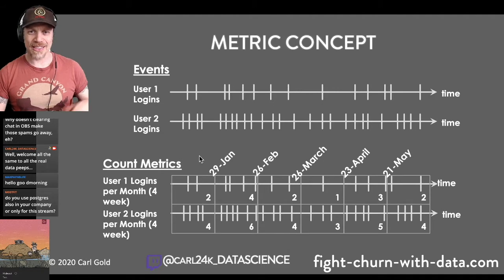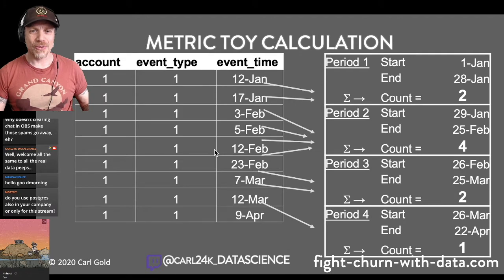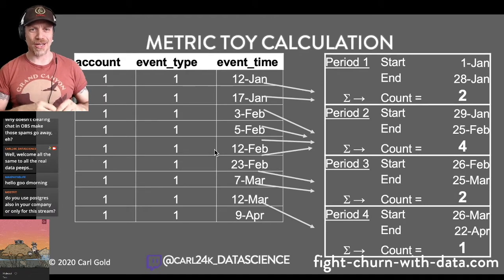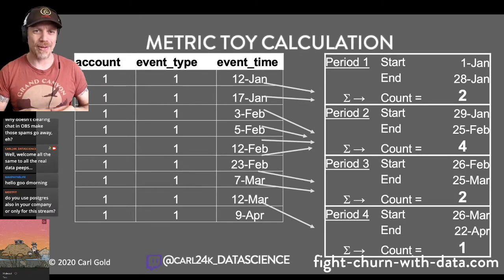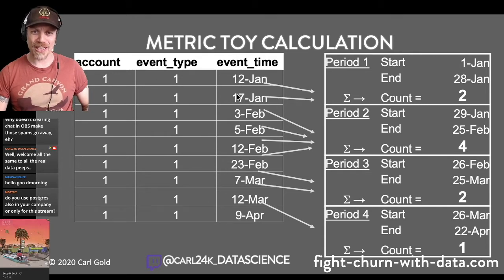So let's see. This is the metric concept. It's actually pretty easy if you've heard all this before. Here's an example of a toy calculation of a metric. Suppose this is just for one account and one event, so I'm only showing account 1, event type 1. Suppose they have these events on days January 12, 17, February 3rd, 5th, etc. If you do period 1, you're basically going to count the events that fall in between the start and end date. So this account gets a 2. Period 2, you take these events that are all between the start and end date and count them to a 4.